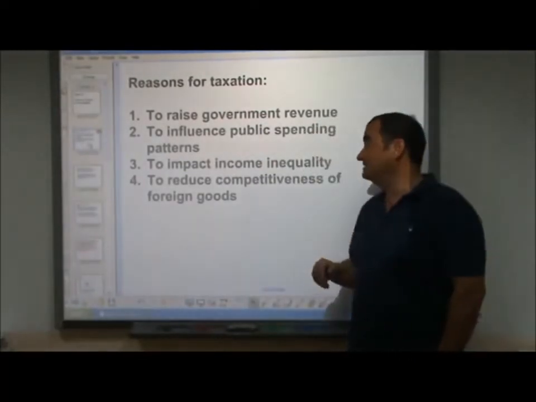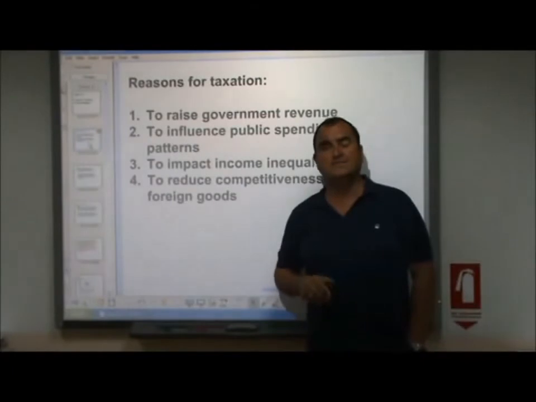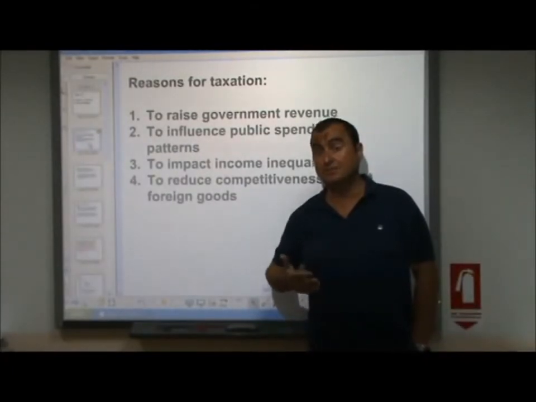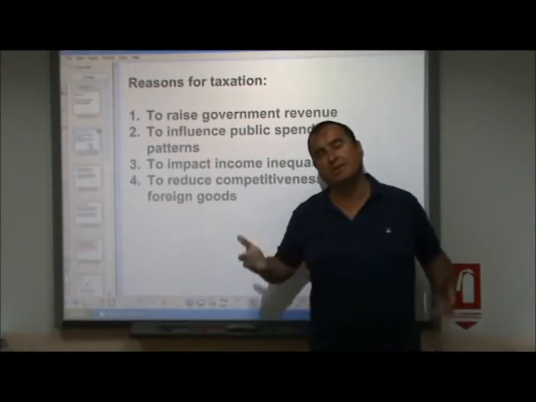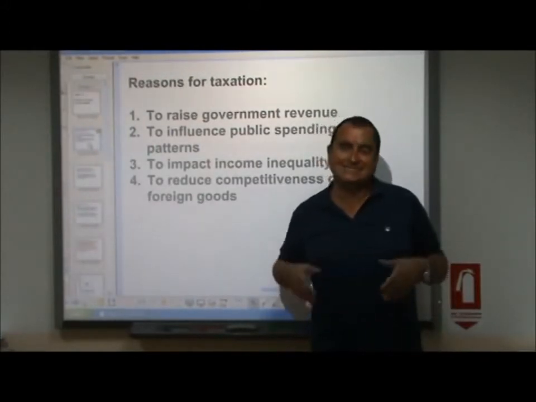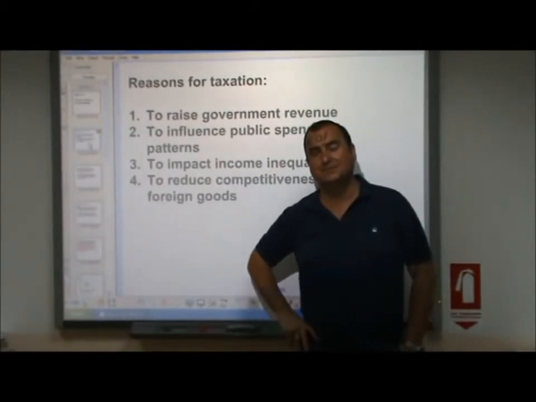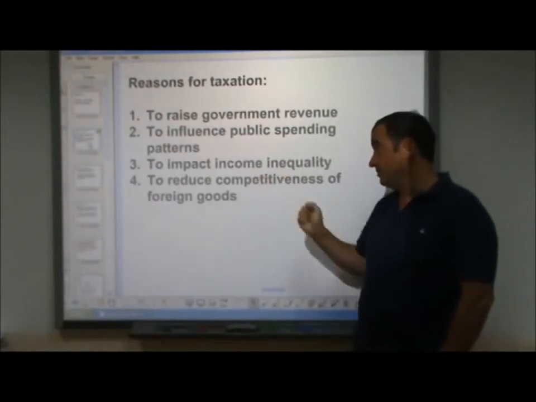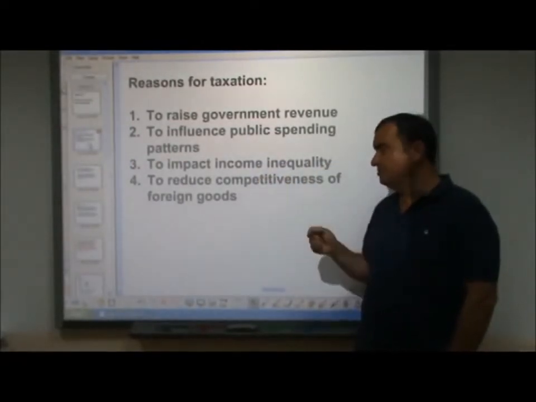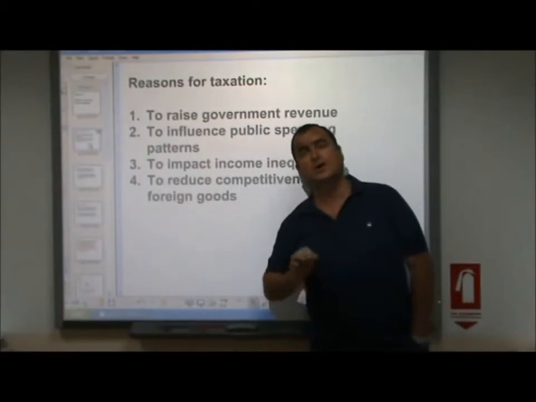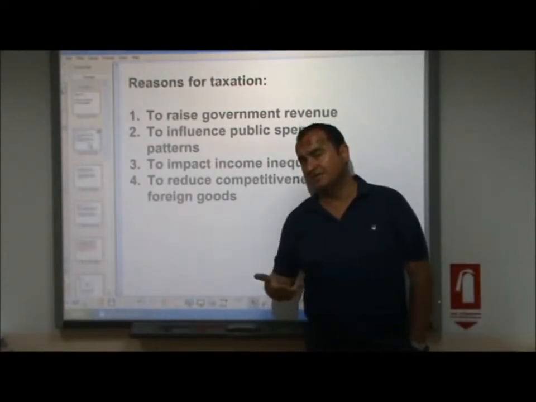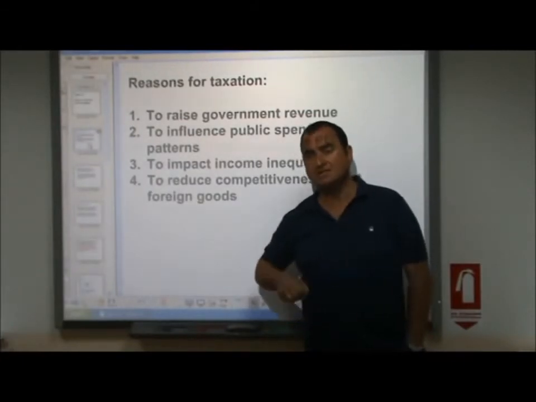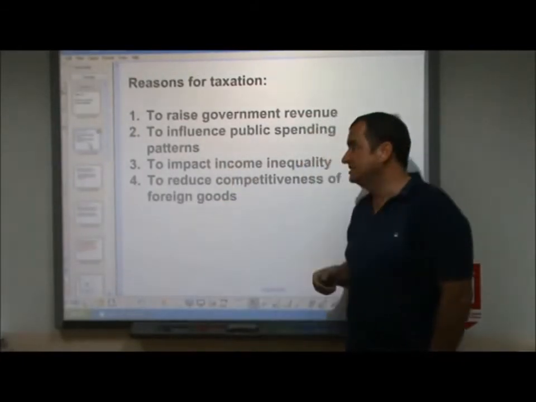And thirdly, to impact income inequality. Maybe some governments will place higher tax rates on people with higher incomes so that it helps to create more equality, or less inequality, between people in society. So it may be done for these reasons. And fourthly, to reduce the competitiveness of foreign goods. If specific taxes are placed on imported goods, it raises their price and that reduces their competitiveness in a home domestic market. So these are possible reasons for taxes.